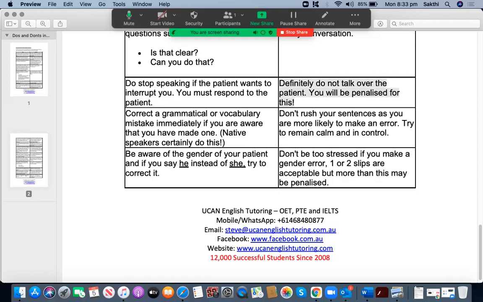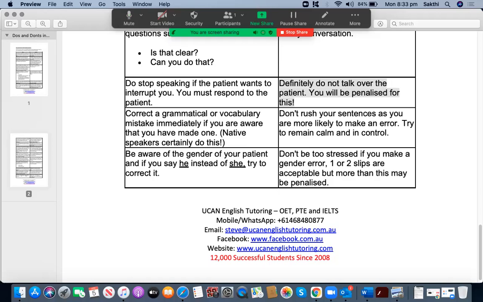Do not talk over the patient. You will be penalized for this. When the patient starts speaking, you should not interrupt. You should let the patient finish. Then you ask questions or get confirmation from them. That's fine. But when the patient is talking about their problems or concerns, and you interrupt in between, you will be penalized very heavily. Please don't make this expensive mistake.